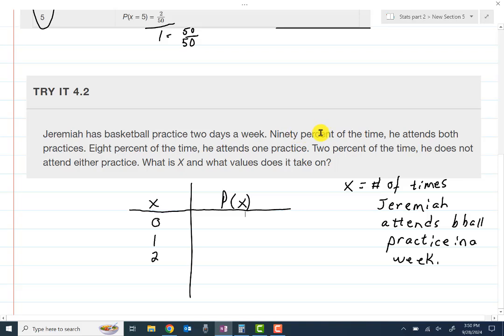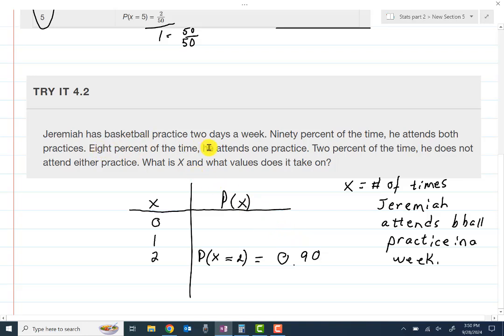So let me start here. 90% of the time he attends both, so that's X equals 2. So the notation, I'm going to put it in here with the picture. You don't have to write this part, but this is what the notation will look like. So that's the probability that X equals 2. And we are told that that is 90% of the time. I will instead use decimals.